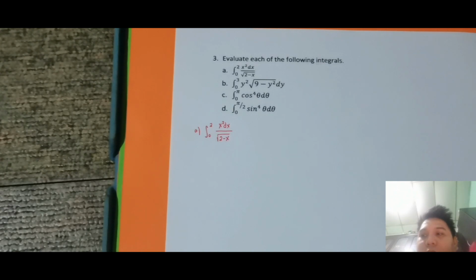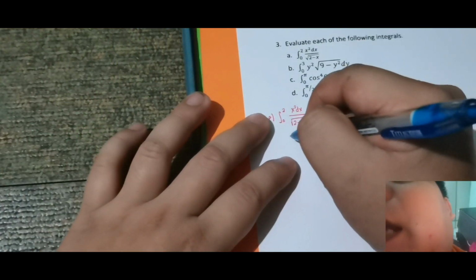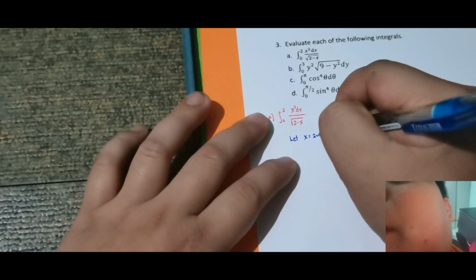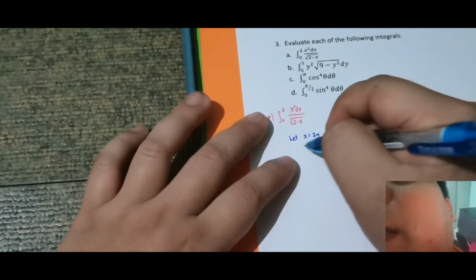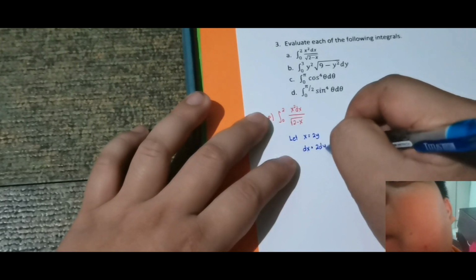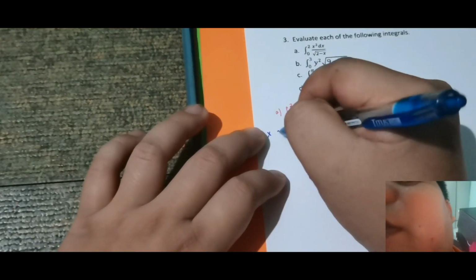Okay, so check natin paano ba siya solve. So I guess pwede ko siya i-solve through the aid of let. Siyempre magle-let tayo. So let tayo ng x equal sa 2y. Okay, so therefore what is dx? Dx is just equal sa 2 dy. Okay, then check na rin natin yung boundary. Ito yung x, ito yung 2y.